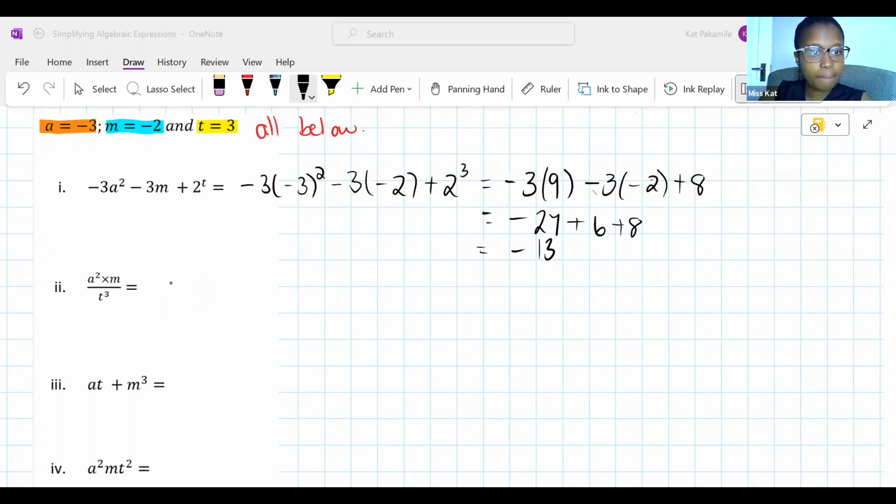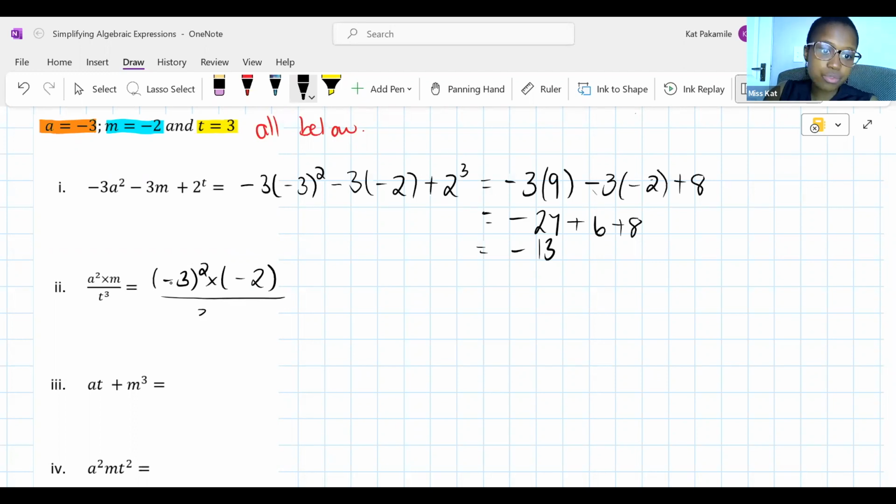So first we're going to substitute the letters for the numbers that we were just given. Okay, so A, let's substitute. Yes, we're going to say A equals -3 squared times M times -2 over 3 cubed. Beautiful. Let's deal with the exponents.